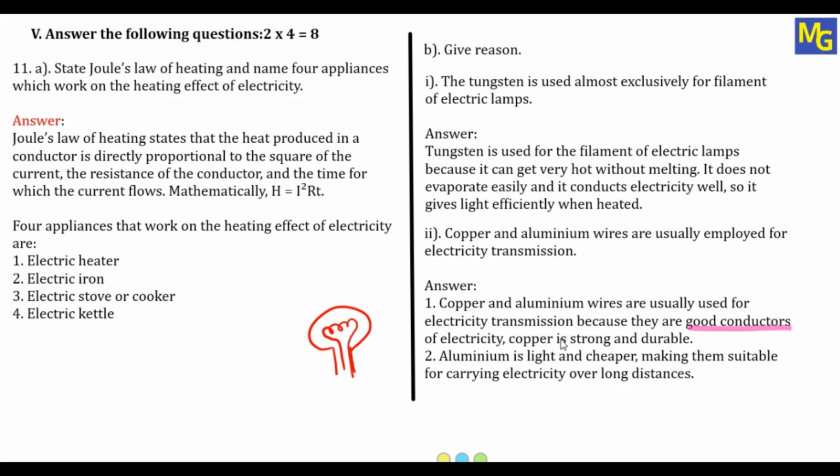So we have conductors, we have insulators, we have semiconductors. In the conductors, copper and aluminium will come. So these are good conductors of electricity. Copper is strong and durable. Aluminum is light and cheaper, making them suitable for carrying electricity over a long distance. Because of all these reasons, we are using copper and aluminium for electricity transmission.